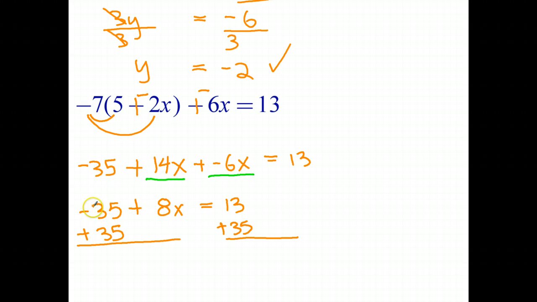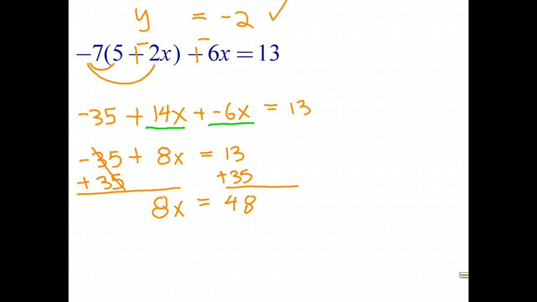Negative 35 plus 35 cancels out, or goes to 0, and 0 plus 8x is just 8x, and 13 plus 35 is 48. Okay, a bit more scrolling, and divide both sides by 8.